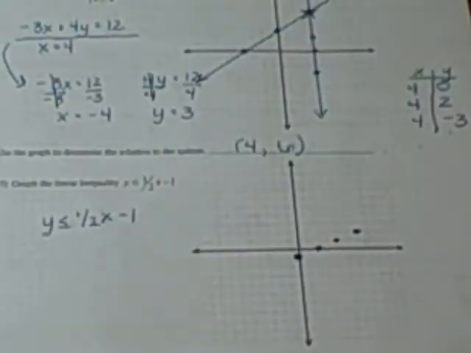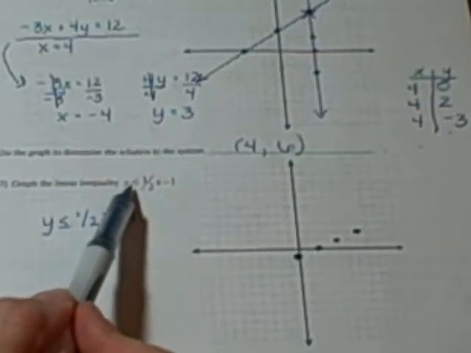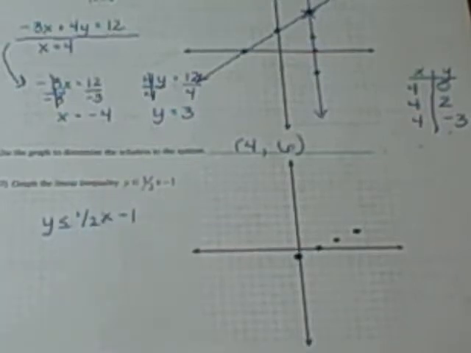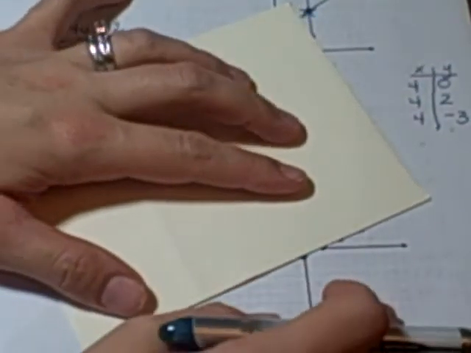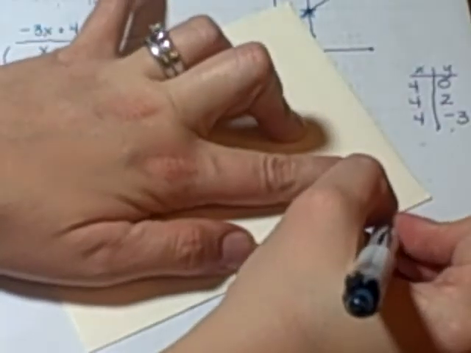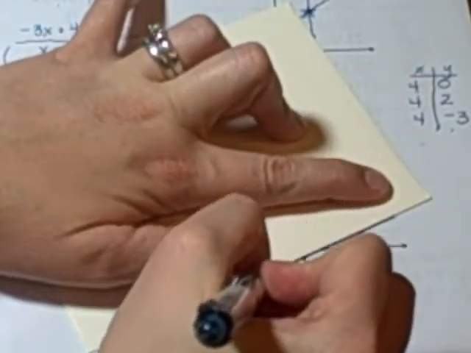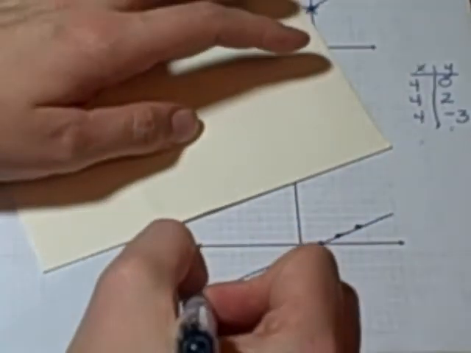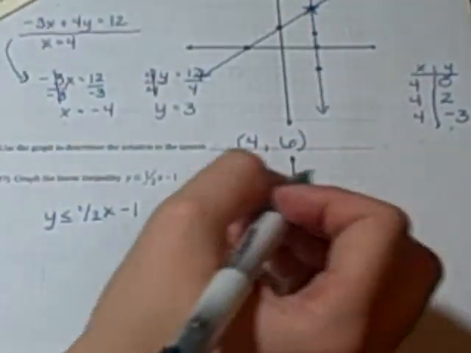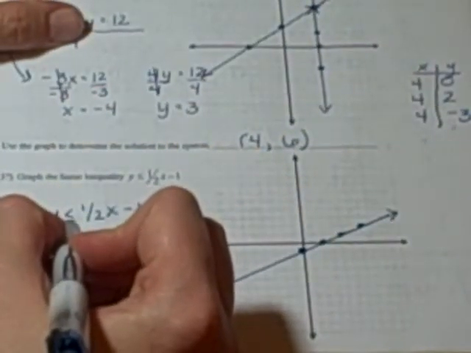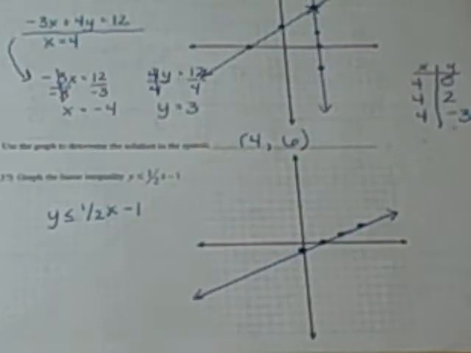Okay, before I draw my line, I need to think about what type of line I should be drawing. Since this has an equal to bar, that means I want to include the line in my answer. So I'm going to use a solid line, and that will be true anytime you have an equal to bar underneath your inequality. Whether it's greater than or less than, this little equal bar is what I'm looking at to decide that.